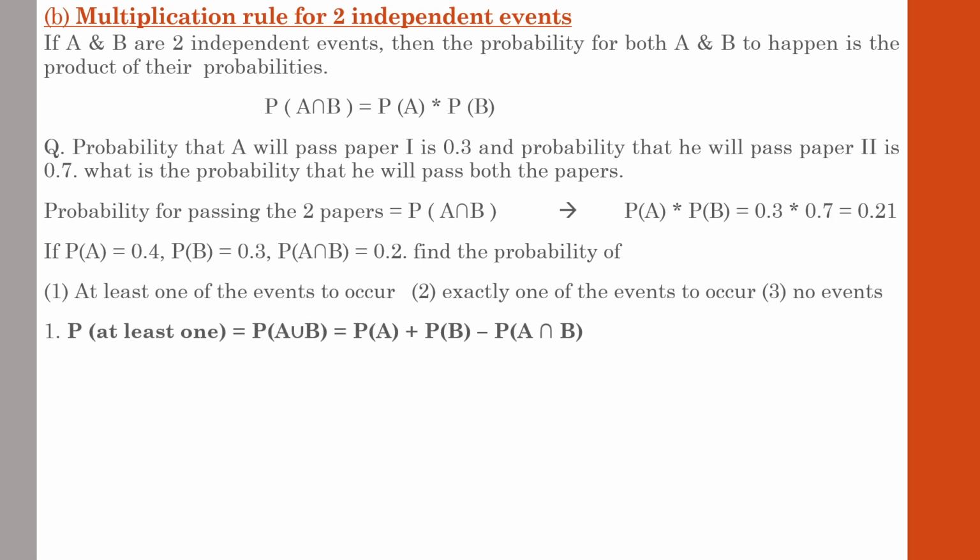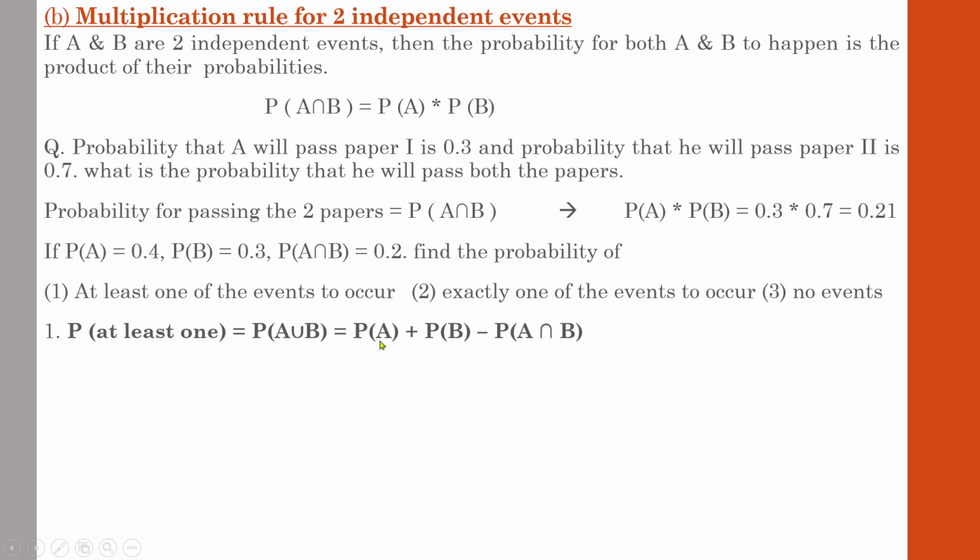So probability of at least one means P of A union B, means at least one means any of the events. Here there are two events, A or B. At least one means any of the events from A or B. That is the meaning of P A union B.